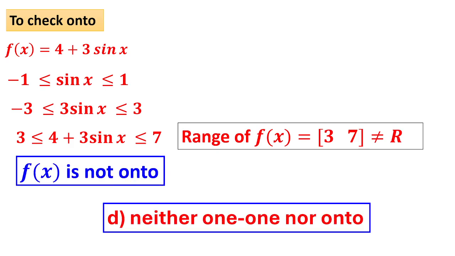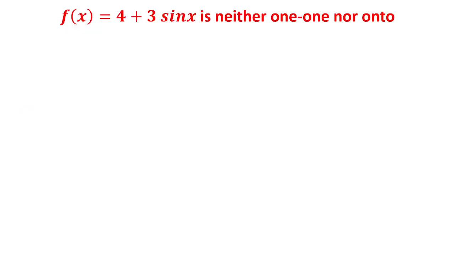Now, you can expect this question in 2 marks. Prove that 4 plus 3 sin x, or 4 plus 3 cos x, like that, is neither 1 1 nor onto. You have to prove it. You cannot directly select the option.